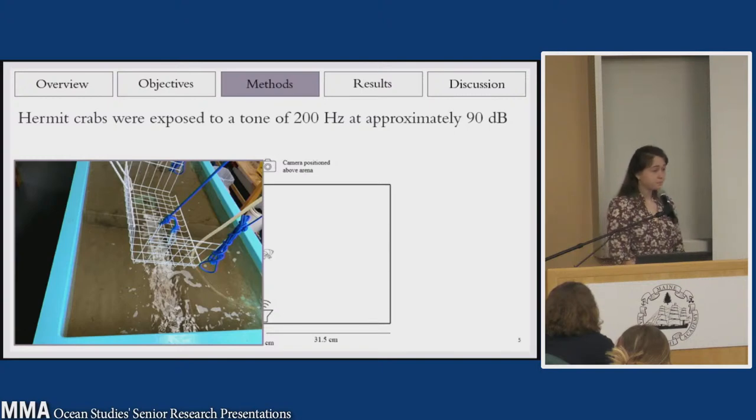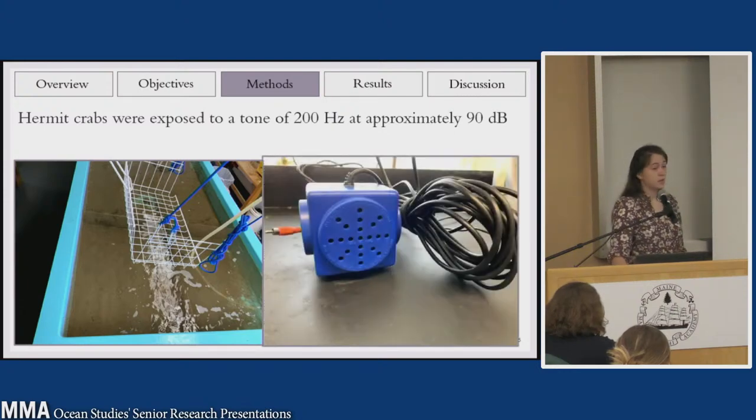7 hermit crabs were tested individually in 20-minute periods, where the first 10 minutes was reserved for a control period, where I didn't introduce any extra noise. They were just exposed to the ambient noise in the wet lab. And for the final 10 minutes, I used this underwater speaker to play my noise treatment, which was a single tone of 200 hertz at approximately 90 decibels.